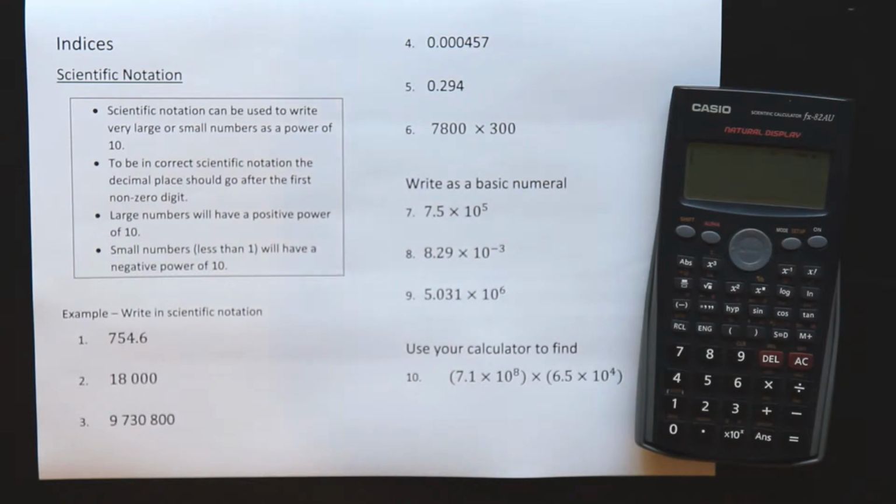Today we're doing indices and we're specifically doing scientific notation. Now, as you might be able to tell from the name, scientific notation is used a lot in science because in science you often have really big numbers and you don't want to have to sit there and write every single number in a massive big calculation. So they've come up with this way of writing really big numbers in scientific notation.